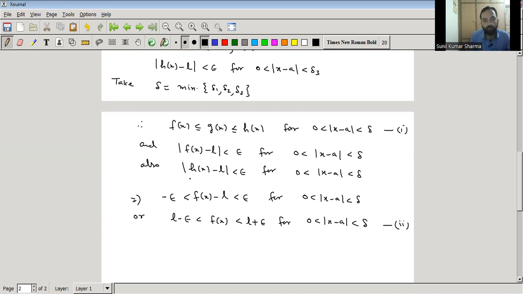Similarly, when we open this mod h of x minus L less than epsilon, we get also L minus epsilon is less than h of x is less than L plus epsilon for 0 less than mod x minus a less than delta. Let this be 3.